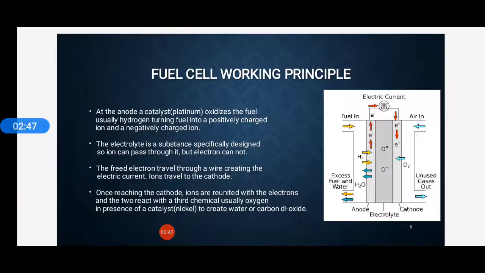So the freed electron travels through a wire creating the electric current in the wire, and ion travels to the cathode. Once reaching the cathode, ions are reunited with the electron and the two react with a third chemical, usually oxygen, which is present at the cathode in presence of catalyst which is nickel, to create water or carbon dioxide as a byproduct of fuel cell working.